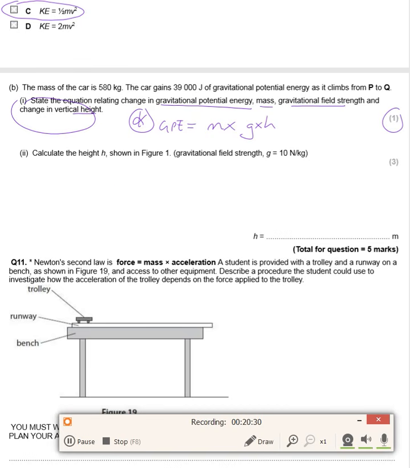So the height is going to be again GPE, so the mass goes underneath, the g goes underneath, and then we have height. And then GPE we know is given to us. Mass we know is this much, and this is the answer. And we get 667. There you go.